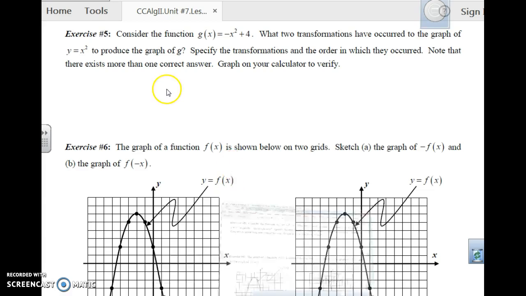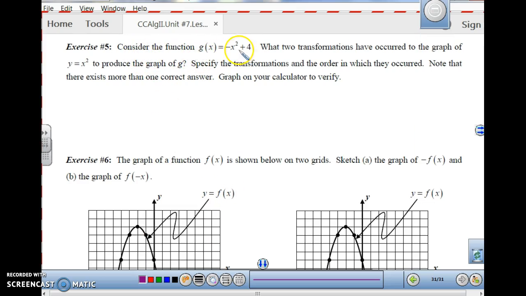Now let's try this one. Consider the function g of x equals negative x squared plus 4. What two transformations have occurred to the graph of y equals x squared to produce the graph of g? Specify the transformations and the order in which they occurred. Note that there exists more than one correct answer, and graph it on your calculator to verify.